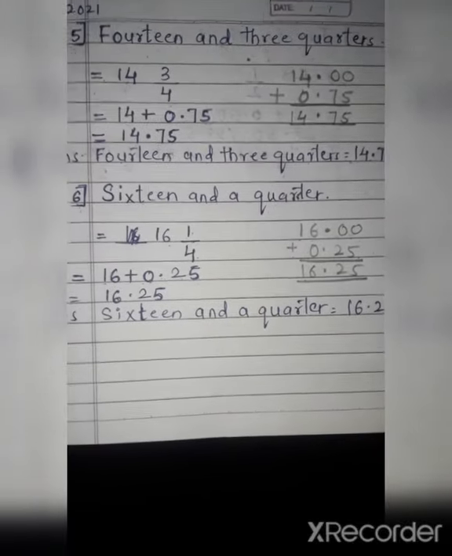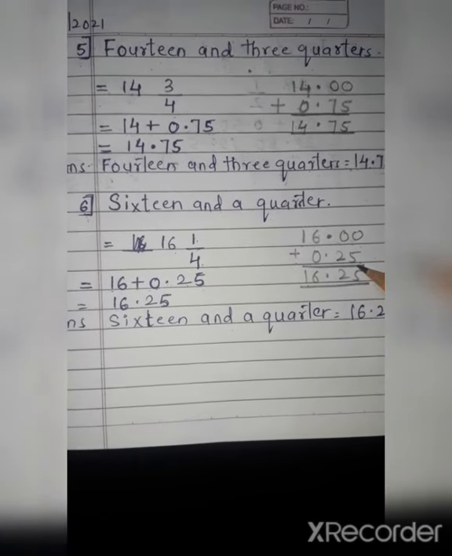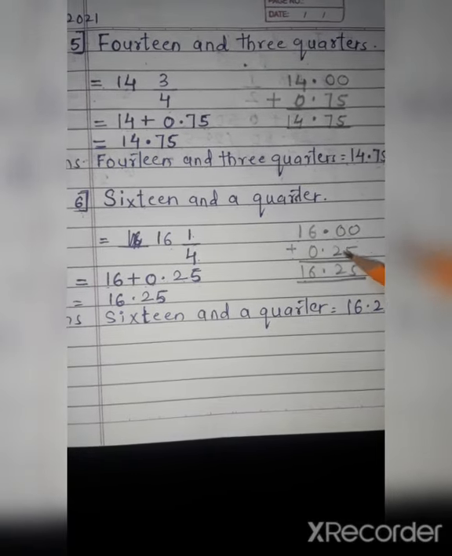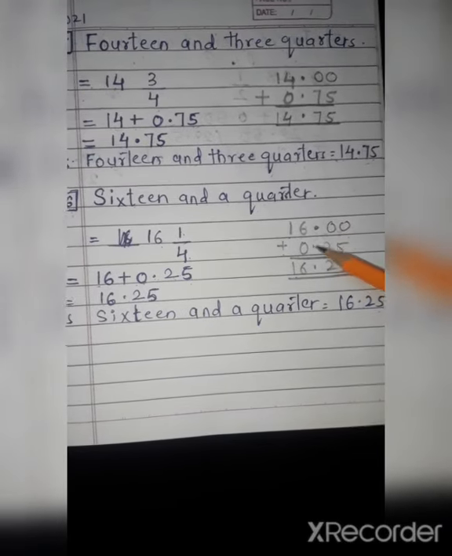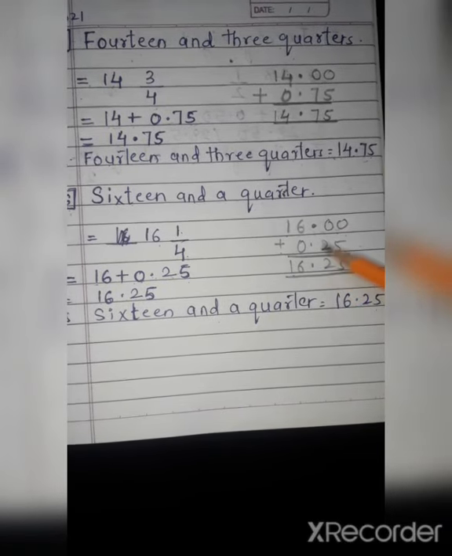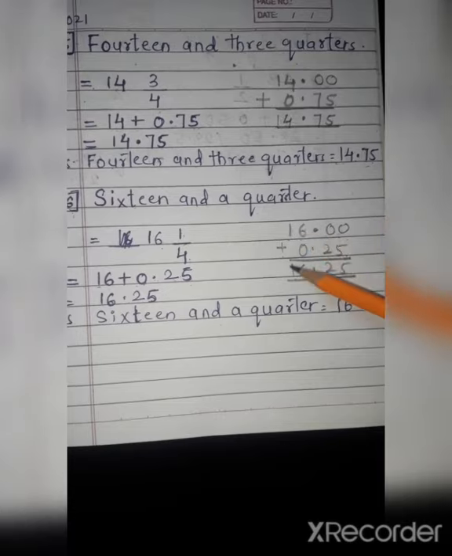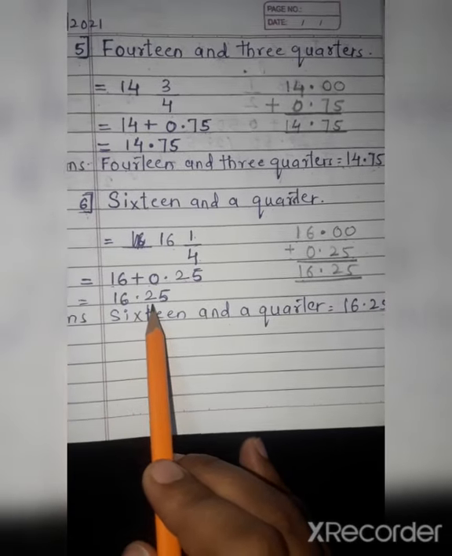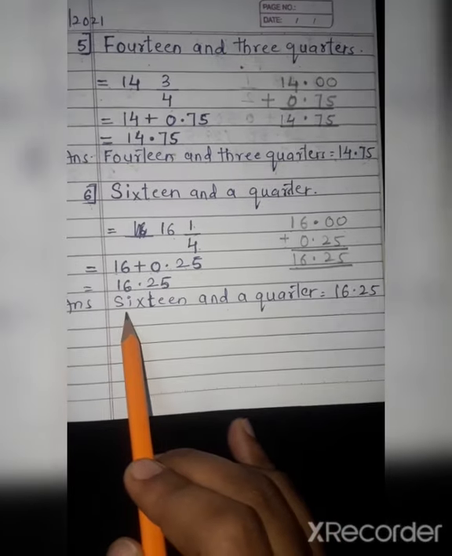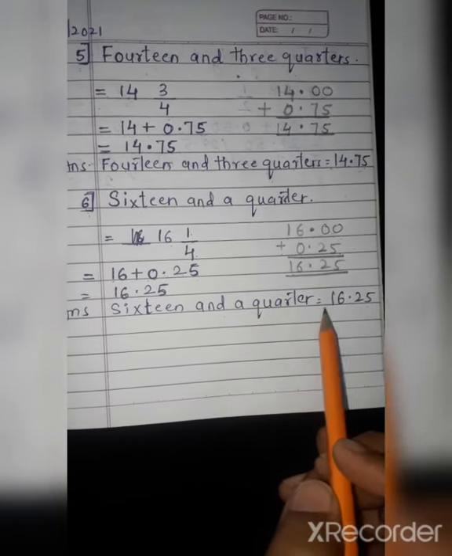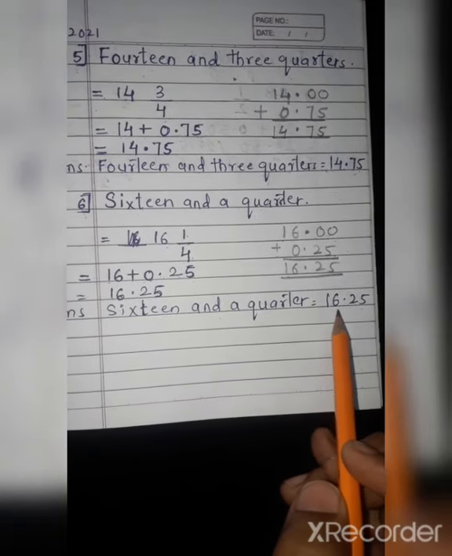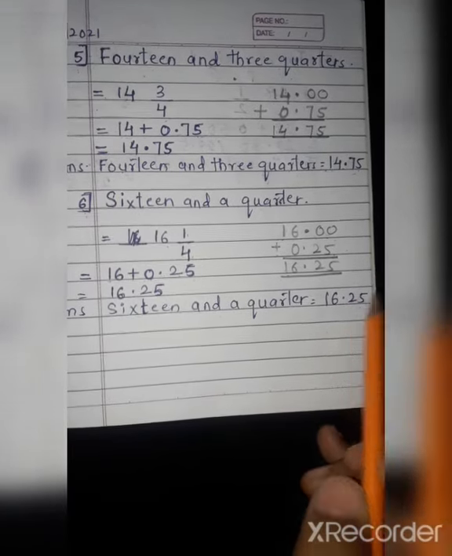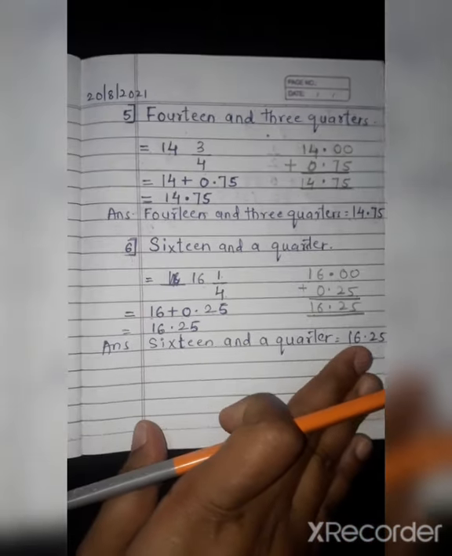Now we can add this. 0 plus 5, 5. 0 plus 2, 2. Point we write as it is. 6 plus 0, 6. 1 we will copy down. So your answer becomes 16.25. So 16 and a quarter is equal to 16.25. Now moving to our next sum.